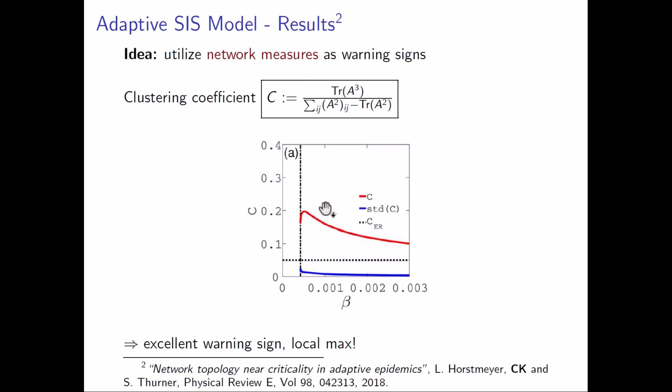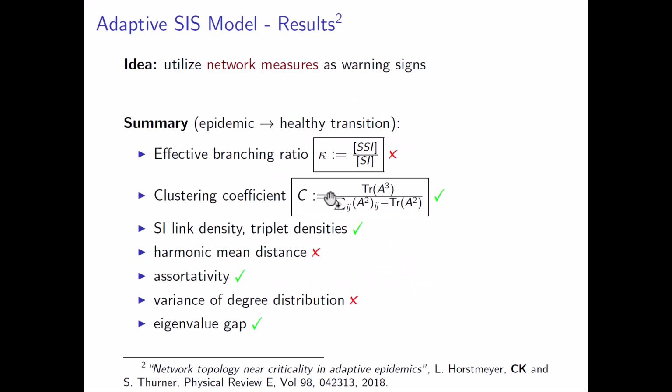And then you're like, aha, now I've sort of found the principle. I have a fully adaptive or co-evolutionary network, and I vary my parameter, and upon variation of my parameter, I checked what sort of network quantities change when I go towards the bifurcation point. And then you check: effective branching ratio doesn't work, clustering coefficient does, the link density, of course, does, because that's what you expected, because you know that already. The harmonic mean distance doesn't work, assortativity does work, variance of the degree distribution doesn't seem to work, and the eigenvalue gap of the Laplacian defined on this network does work, and so on. This we did together with Leonard Horstmeier and Stefan Turner, and published this a few years ago. So you can indeed start to classify: can you use topological warning signs, or changes in the topology, as warning signs for these critical transitions?